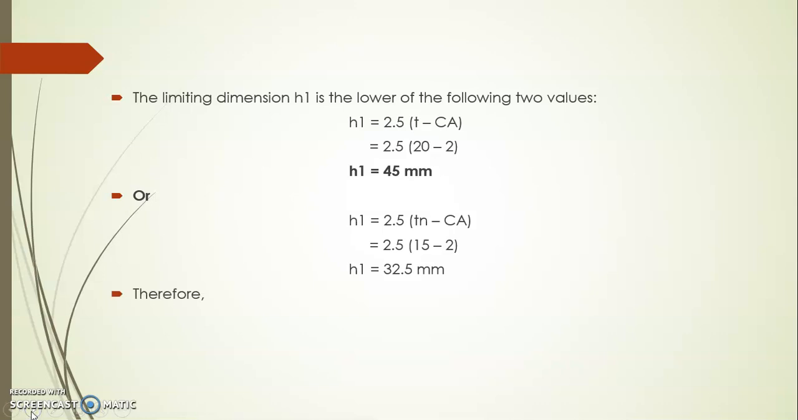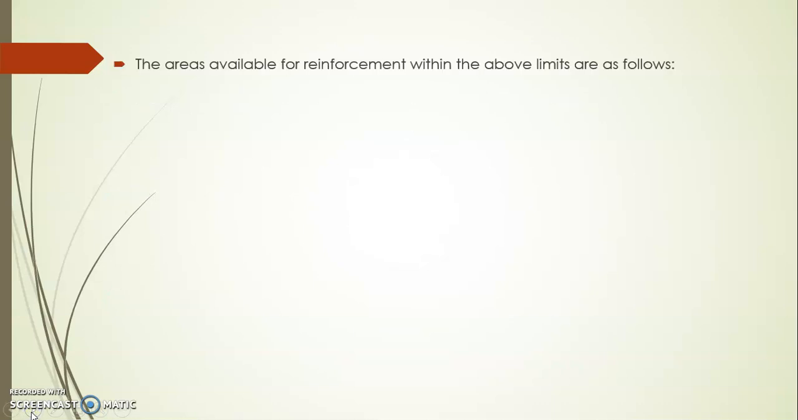Therefore we will compare these two values and we will take its minimum value. Therefore h1 is equal to 32.5 mm and h2 is equal to 15 mm. The areas available for reinforcement within the above limits are as follows.